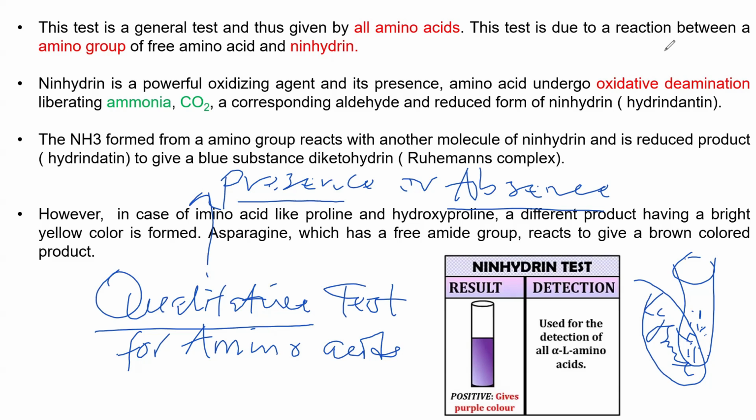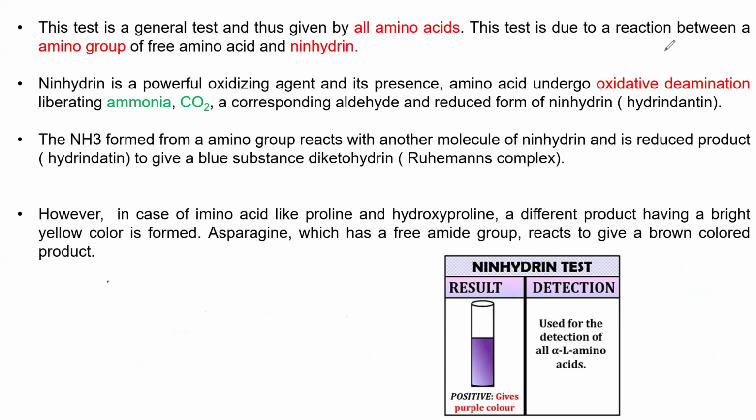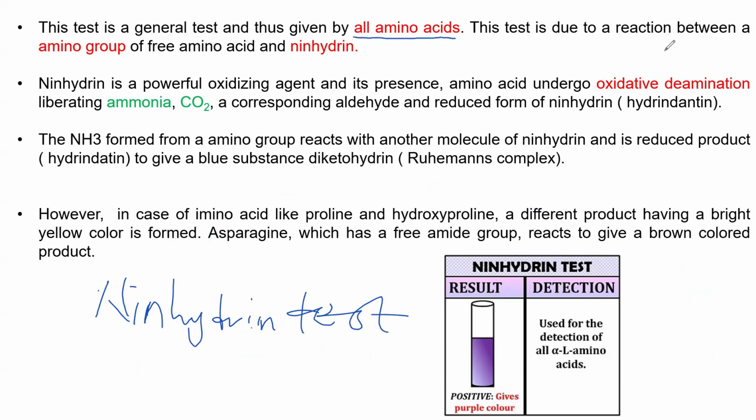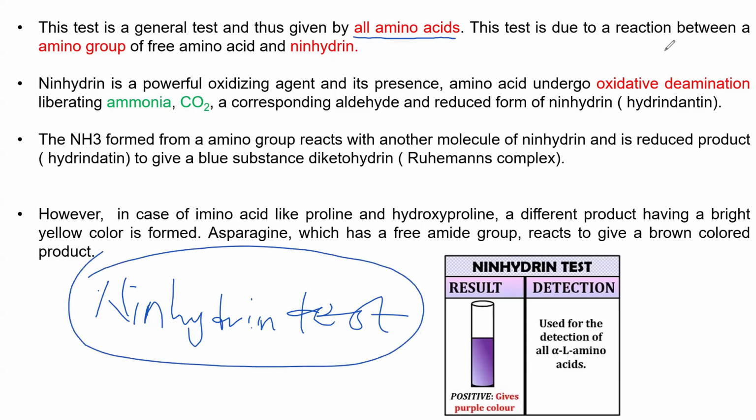For the qualitative test, the first one that we are going to look at is the ninhydrin test. We are starting with the ninhydrin test. So what is the ninhydrin test? It's a test that is used for all given amino acids. If you want to check the presence or absence of any amino acid, you use a ninhydrin test. Assuming that you are given a solution and you want to know whether in the solution you have a particular amino acid, because the ninhydrin test is not specific. It's a test that is used to test any types of amino acid.